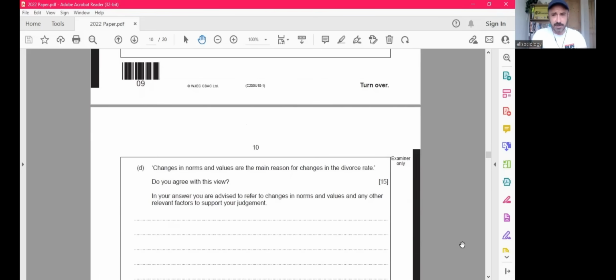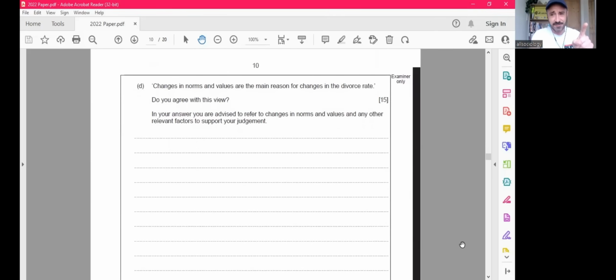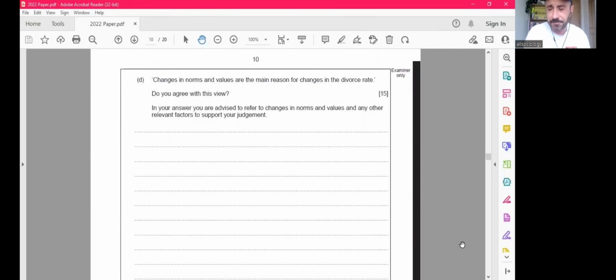But when you do need an intro and conclusion is on these 15-mark essays. So these are the biggies. They are the big ones. They are the best. Changes in norms and values are the main reason for changes in the divorce rate. Do you agree with this view?